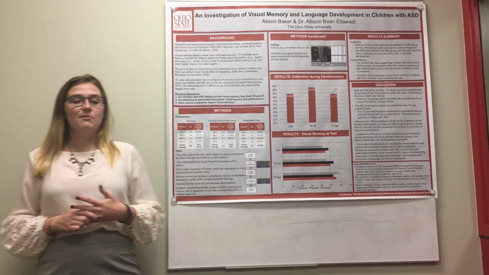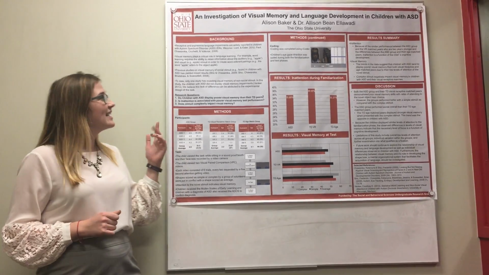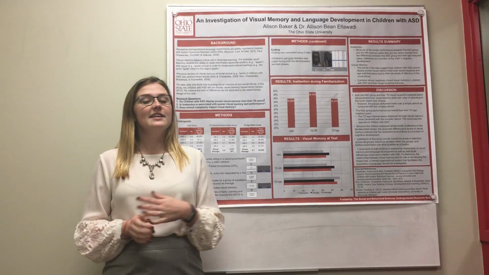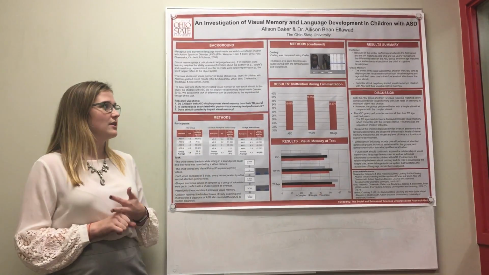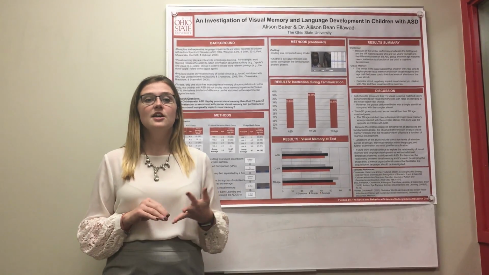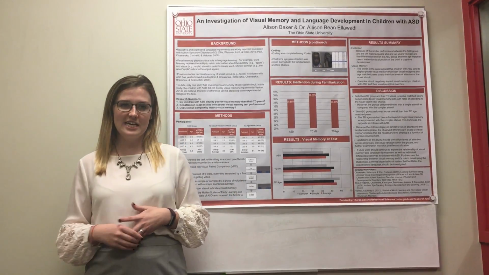Previous studies on visual memory in children with autism spectrum disorders have focused mainly on social stimuli, particularly facial recognition. These studies have been very few, as well as yielded very mixed results, ranging from children with autism displaying atypical eye gaze, to attending to different parts of the face, to overall having varying levels of attention.